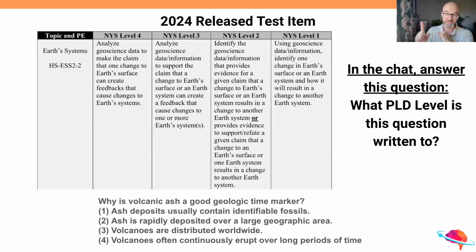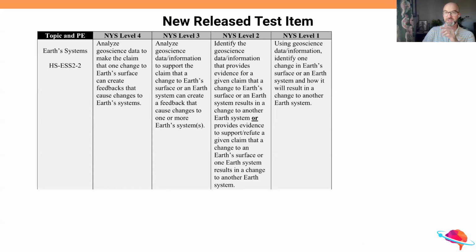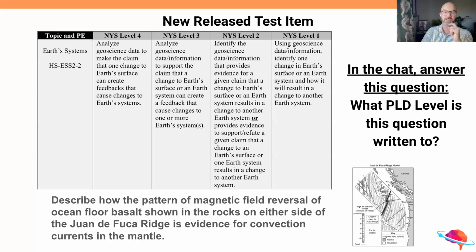But if you prepare them with these other questions that we're going to go through, now you're preparing them and setting them up for success. So let's talk about some of those questions. For the second question, we're going to look at a new released test item. It says: describe how the pattern of magnetic field reversal of ocean floor basalt shown in the rocks on either side of the Juan de Fuca Ridge is evidence for convection currents in the mantle.